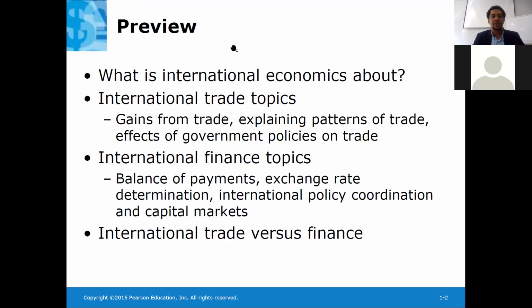So we will be talking about these terms, okay? And the other is international trade versus finance.